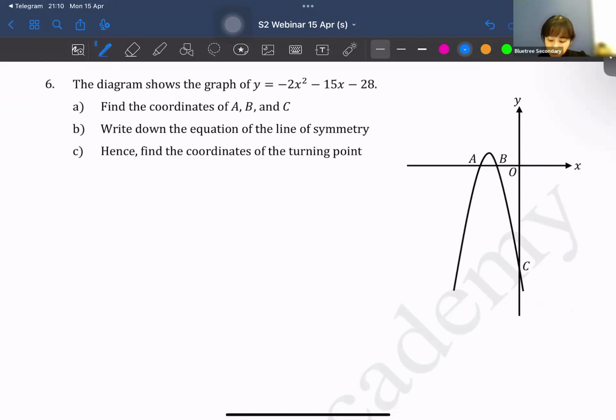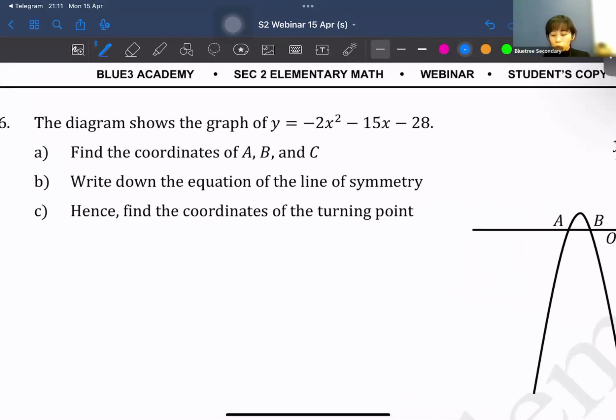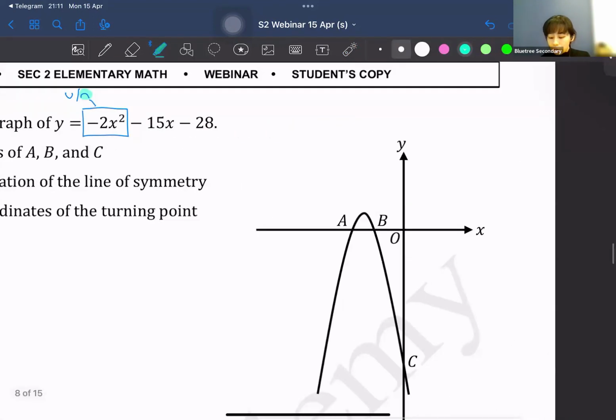Okay, for question 6, the diagram shows a quadratic function. The important things to take note of for a quadratic function is the coefficient of your quadratic term. The coefficient will determine whether it is a smiley face curve or a sad face curve. If my coefficient is a positive number, then it's going to be a smiley face curve, and if it is a negative number, it's going to be a sad face curve. In this case, since it's a negative number, we're dealing with a sad face curve, which is also shown in the graph given already.